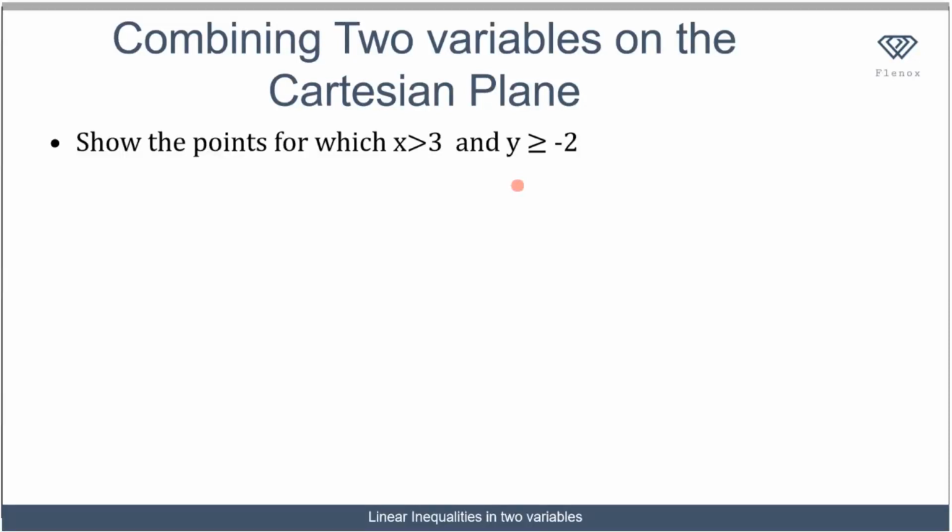So now let's try to combine two variables on the Cartesian plane. For example, now I might be told to show the points for which these two expressions are satisfied. So the procedure is simple. So what do I have to do?